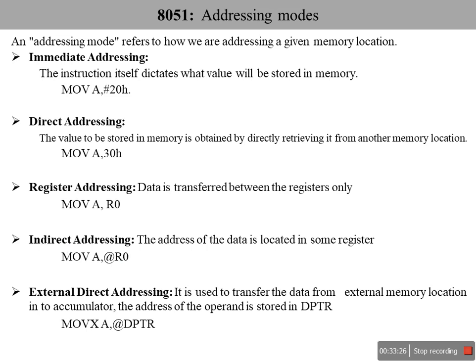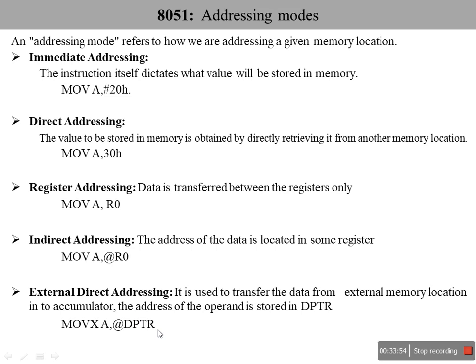And similarly we have external direct addressing mode. It is possible to interface external memory also. When you are interfacing external memory, either RAM or ROM, then we will be accessing data from the external memory also. So that accessing is called external direct addressing. It is used to transfer data from an external memory location into the accumulator. The address of the operand is stored in DPTR.